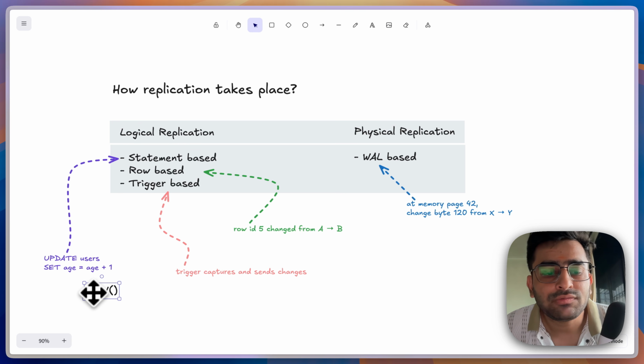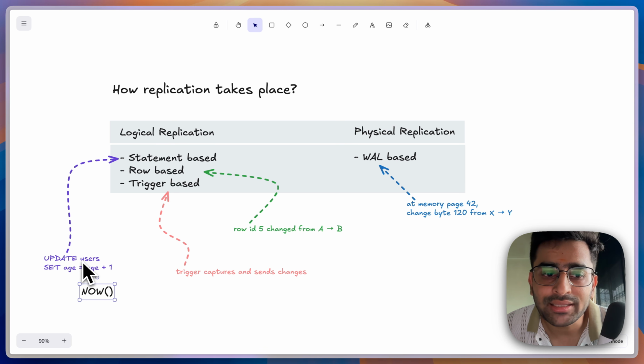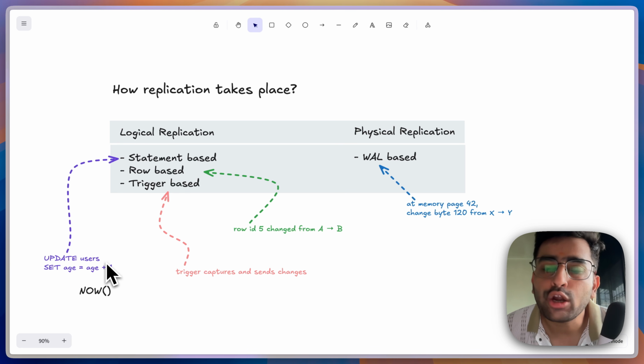Okay. So this function basically gives you the timestamp. If you execute this function on the leader, it will give you some timestamp. And if you replicate this statement and then execute it on the follower, it will give you a different timestamp, obviously, right? So because of that, your data will diverge. That's a problem. That's a drawback of statement-based replication.